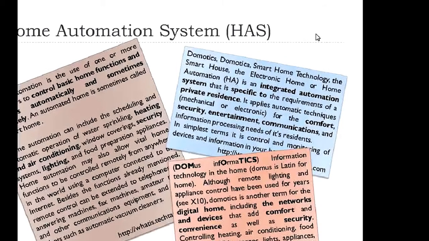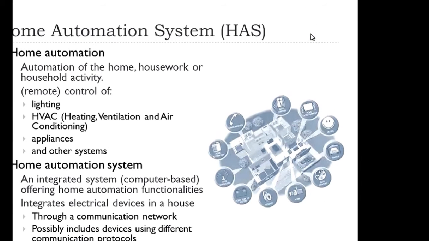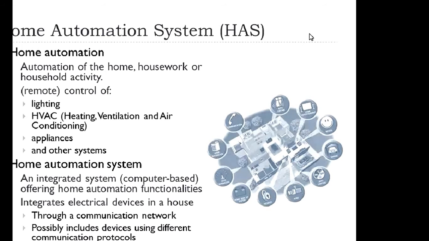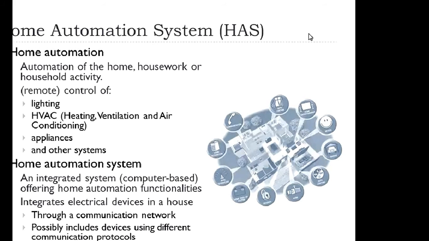So summarizing, we can distinguish home automation from home automation systems first, and we can agree on the definition of automation, saying that it is everything that has to deal with the automation of the home, of the private home, of the residential home. And basically, it is designed for providing control, possibly remote, of lighting, heating, ventilation and air conditioning, appliances, plus other systems. So PCs, screens, and so on. And this is home automation.